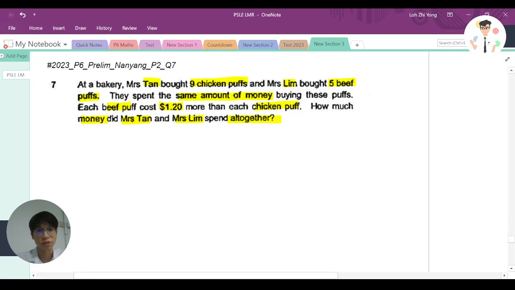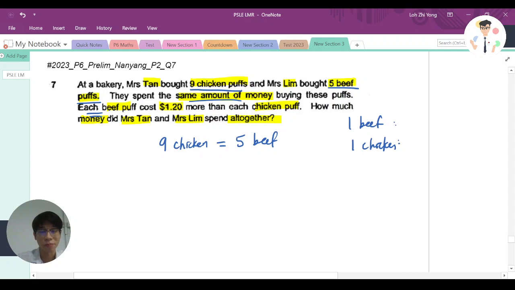So the first thing you should know is 9 chicken and 5 beef are actually the same amount of money. Now, each means only one. If we compare 1 beef and 1 chicken, beef is 120 more. If I draw a model, it will be like this: 120 more, when chicken is like this. Now, 9 chicken means I have 9 of this unit.